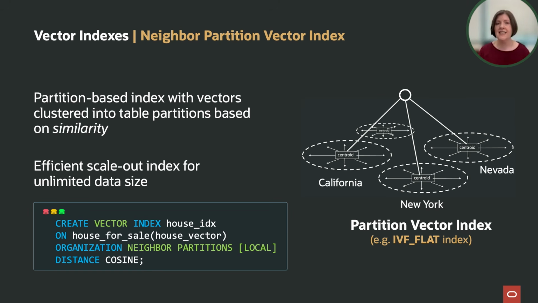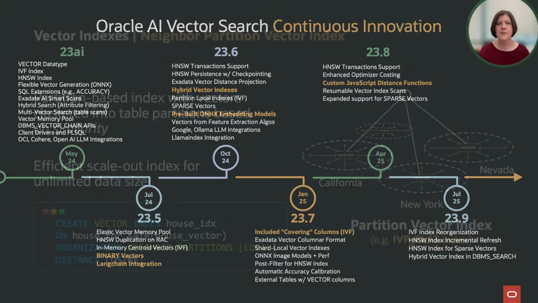But if the underlying table is partitioned, then you can create this as a local index, meaning that each partition will have its own IVF flat index created for it.